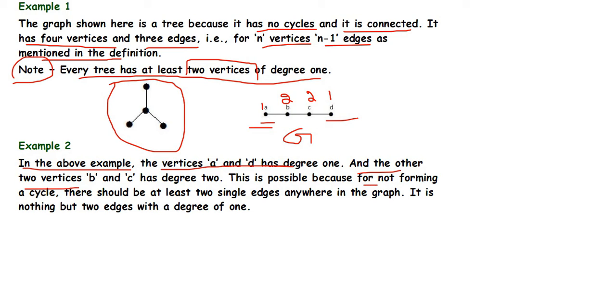This is possible because, for not forming a cycle, there should be at least 2 single edges anywhere in a graph. It has nothing but 2 vertices with a degree of 1. For example, if you take this graph or this tree, usually a graph is represented by G and trees are represented by T if it is a tree. So if you see, this has 1 degree, this has 1 degree and this has 1 degree, while the center has 3 degree. So it means it has at least 2 vertices of degree 1.